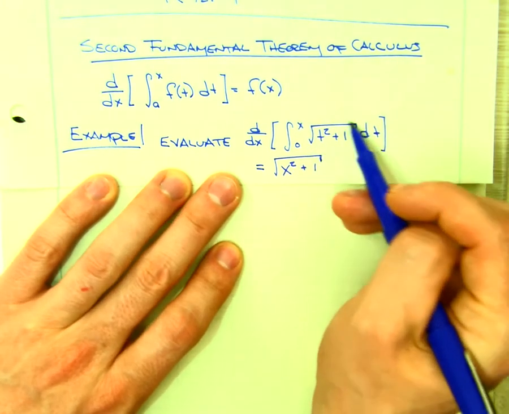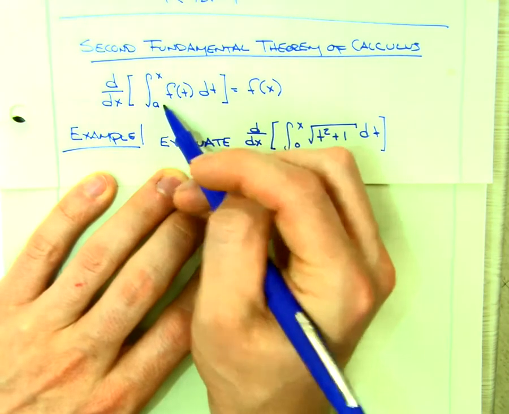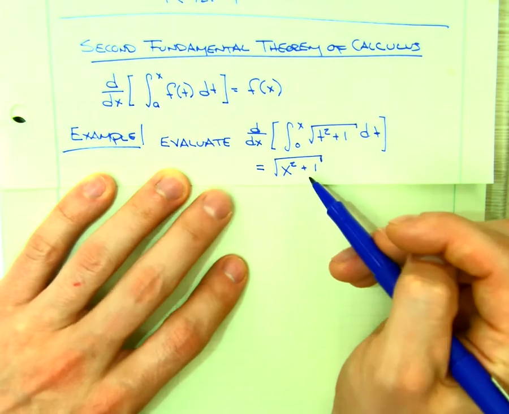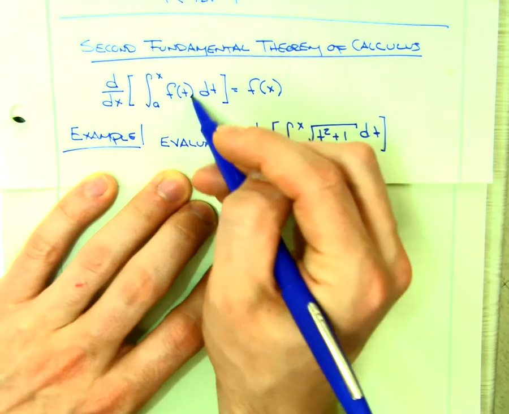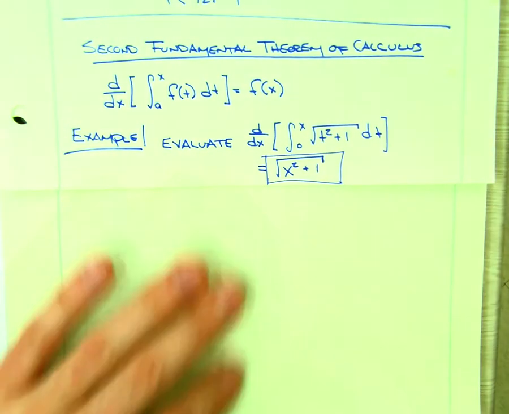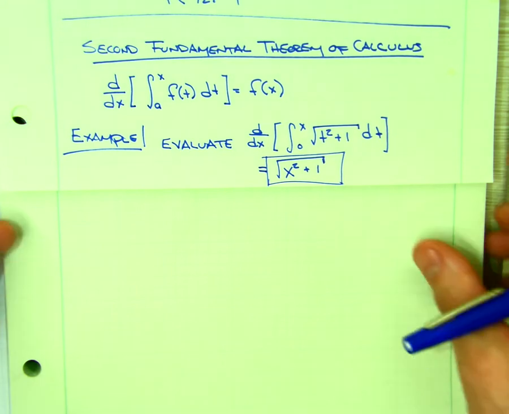So here I've got some function, square root of t squared plus 1. That's going to be my f of t, going from x to a, in this case x to 0, dt, d/dx. Basically, I just rewrite my f of t as f of x, and I'm done. That's it. Second fundamental theorem of calculus. Not too bad, not too bad.